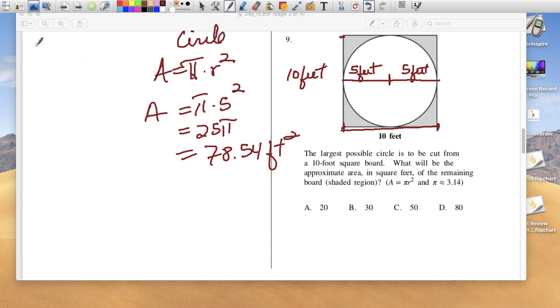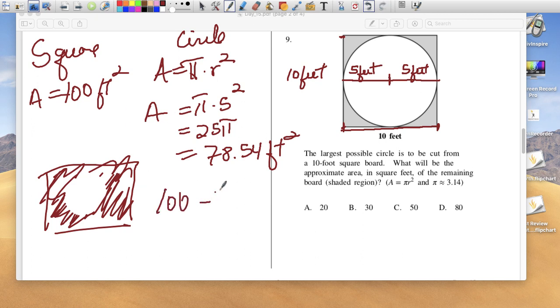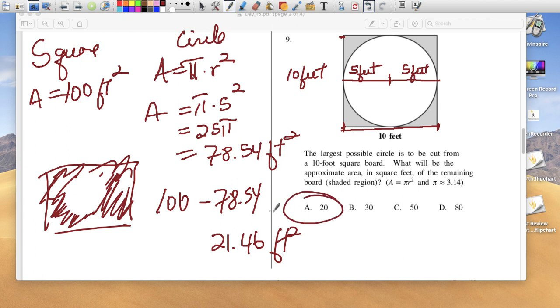And let's find the area of the square. The area of the square is just 10 times 10, so 100 feet squared. So imagine you had a square shaded, and you made a hole through the middle. How much of that square do you still have left over? Well, you have to subtract these two. 100 minus 78.54 leaves about 21.46 feet squared. So the closest one is this.